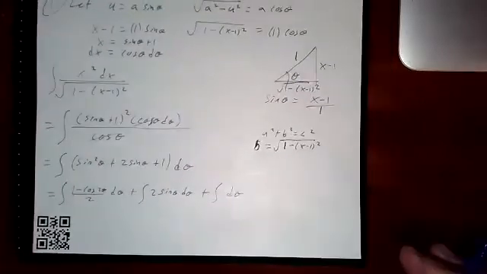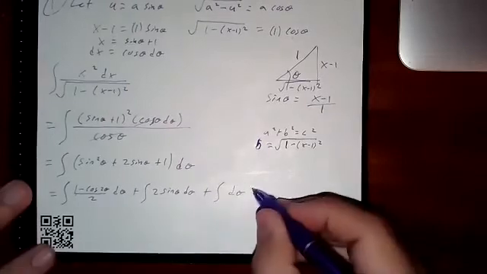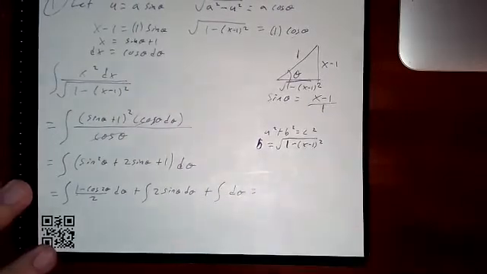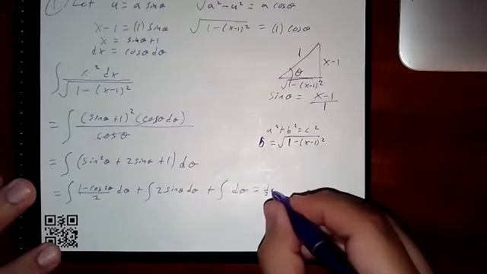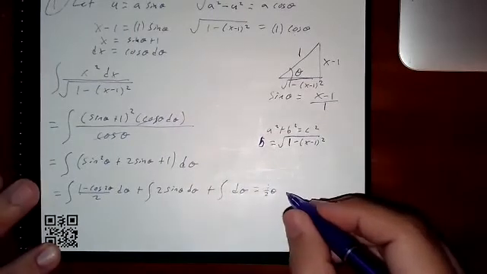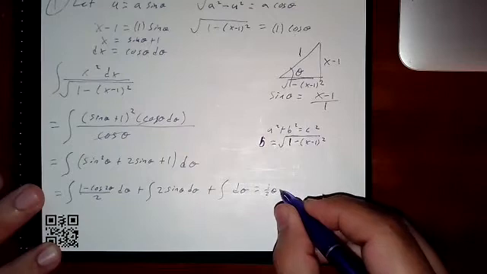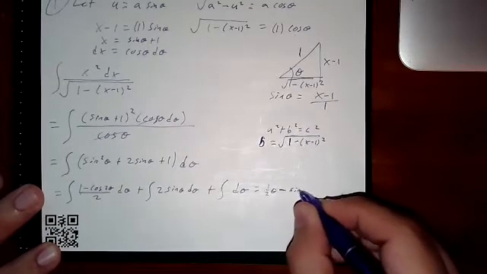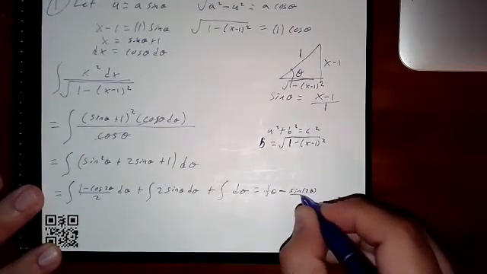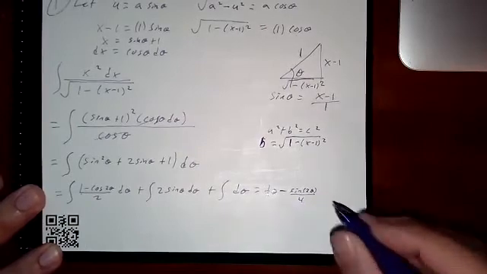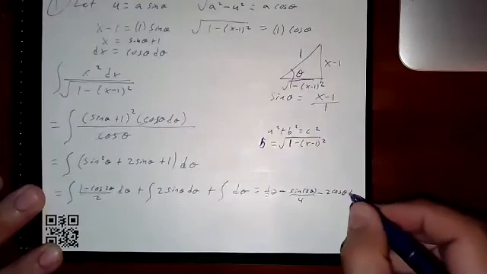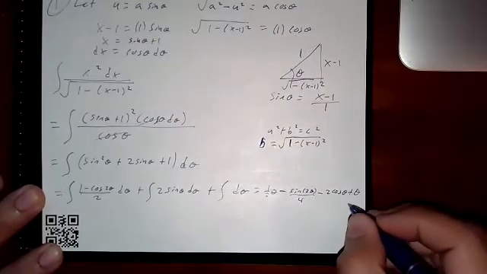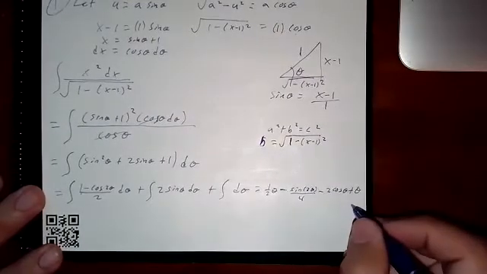Okay. So that will be 1/2 theta minus sine 2 theta over 4 minus 2 cosine theta plus theta. I almost fit it in there. Plus C.